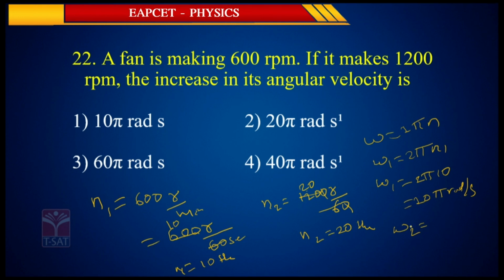Omega 2 is equal to how much? 20 Hz is there. Omega 2 is 2 pi into 20 Hz. That is 40 pi.